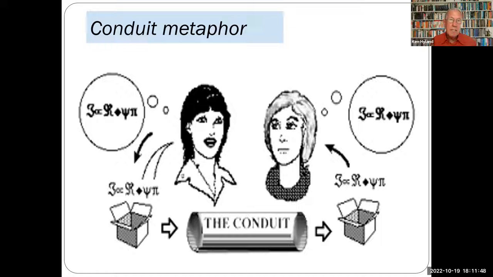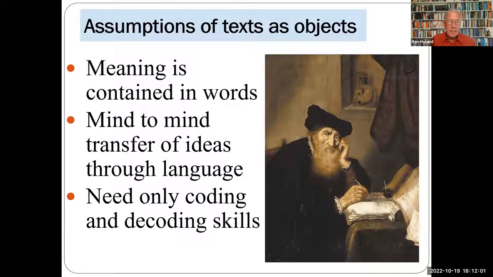So meanings can be written down and understood by anyone with the right encoding and decoding skills. A text says everything that needs to be said. There are no conflicts of interest, no reader positions, no different understandings. We all see things in the same way, and life is wonderful.